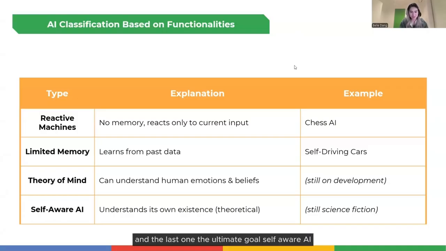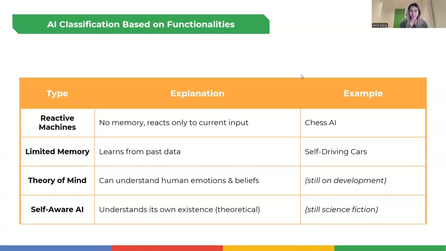And the last one, the ultimate goal, self-aware AI, the AI that is aware of itself as an AI, and its emotions. Does it have emotions? In the world currently, this is really only found in science fiction. I'm not sure if it's even realistic in any sense.